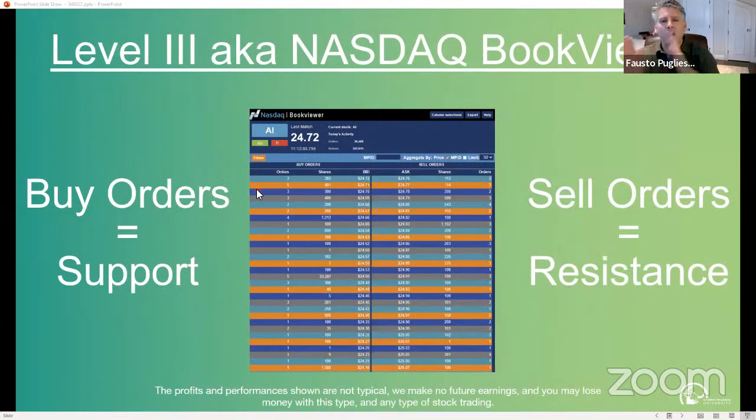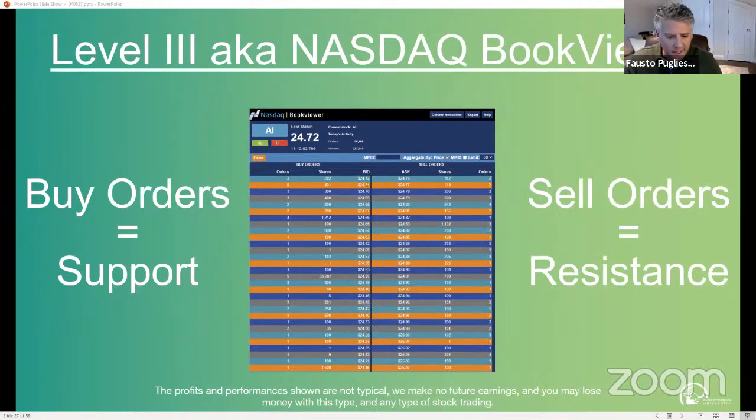All right. Let's start off with something called NASDAQ Book Viewer. Now, this is on the NASDAQ exchange. I was actually there yesterday, talking to their developers about redesigning it. And this is how NASDAQ does their trades. Does anybody here have NASDAQ Book Viewer? That's going to be my first question.